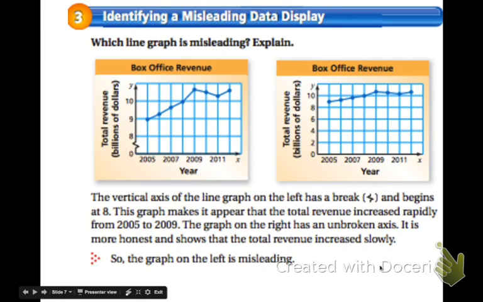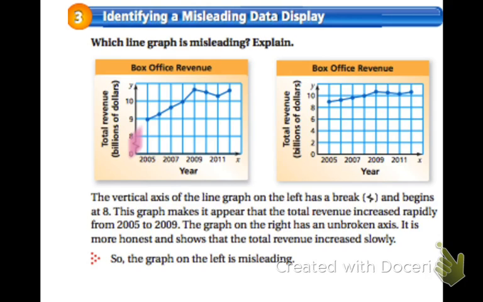Okay, so now to describe or find and look for misleading data. Which line graph is misleading? So you look at the left and you look at the right. All of the labels are the same: box office revenue, total revenue in billions of dollars, and the year. On the left, it's like, wow, that's a huge increase from 2005 to 2009. But on the right, it's not. So I'm wondering what's wrong here. When I look at the left a little more closely, I can see that there's a break in the axis, shown by this little squiggly line, and you can kind of see it right here.